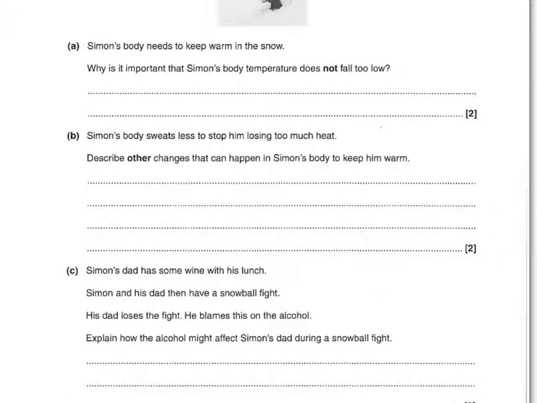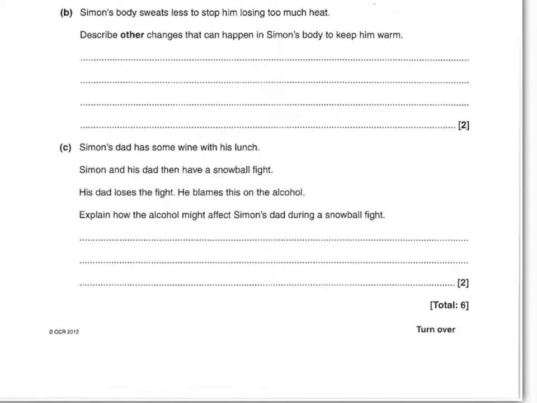And then that next question says, Simon's dad has some wine with his lunch. Simon and his dad had a snowball fight. His dad loses the fight. He blames this on the alcohol. Explain how the alcohol might affect Simon's dad during a snowball fight. So you've got to say there's 1 mark for the effect of the alcohol and 1 mark for the effect on the ability to have a snowball fight.